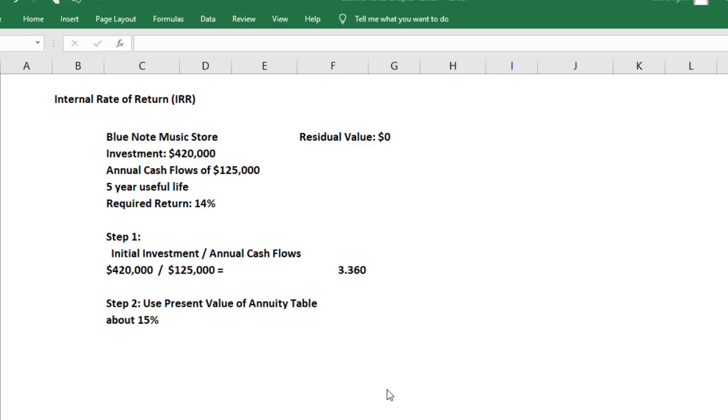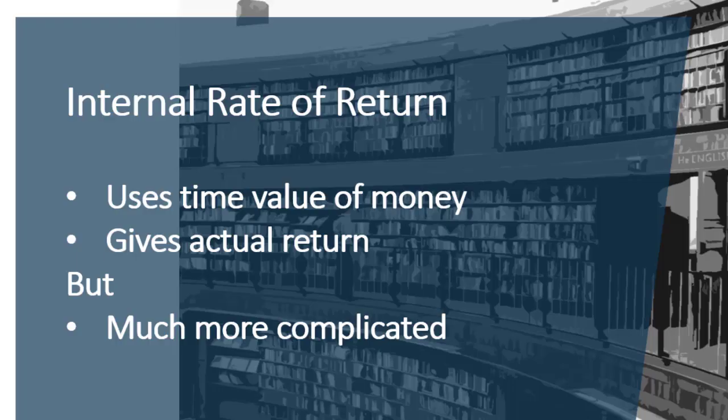As we said, if we have multiple projects, we can compare these returns to see what each return brings us. And we can also compare it to the required return and see if we're meeting that minimum required return. In this case, we are. So the benefits of the internal rate of return is it uses time value of money and it gives us an actual return. Internal rate of return is very, very common in investment and management decisions.